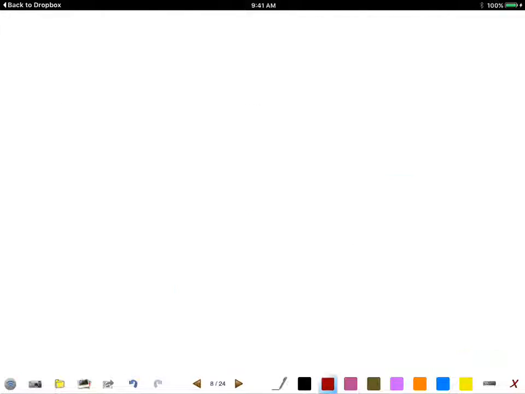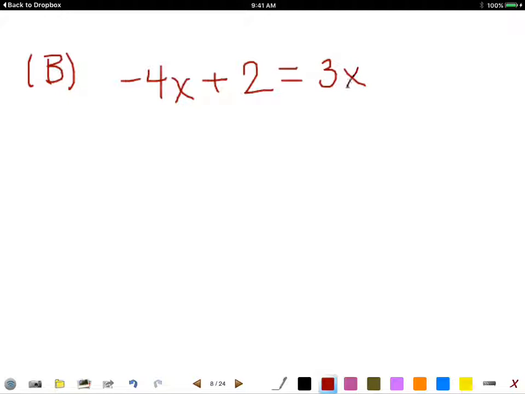Okay, let's do another one like that. Call this letter B. Negative 4x plus 2 equals 3x minus 7. Okay, variables are on both sides, so we need to take care of that. We can't just do negative 4x plus 3x. We can't do that. They're on opposite sides.